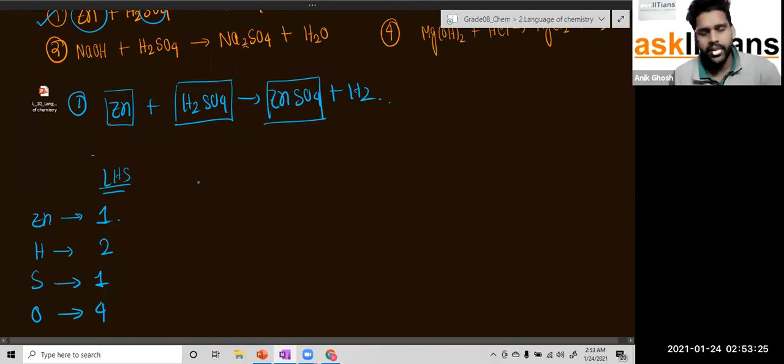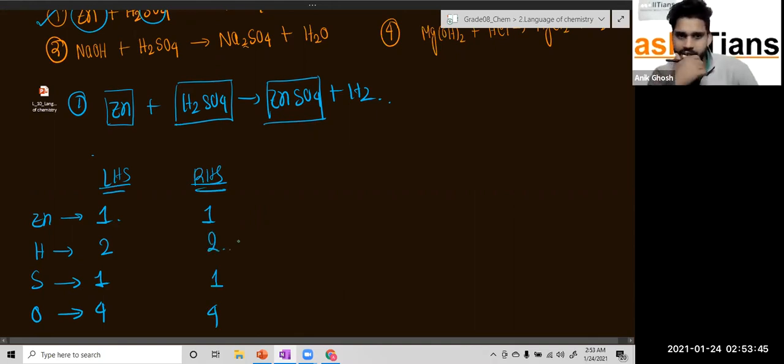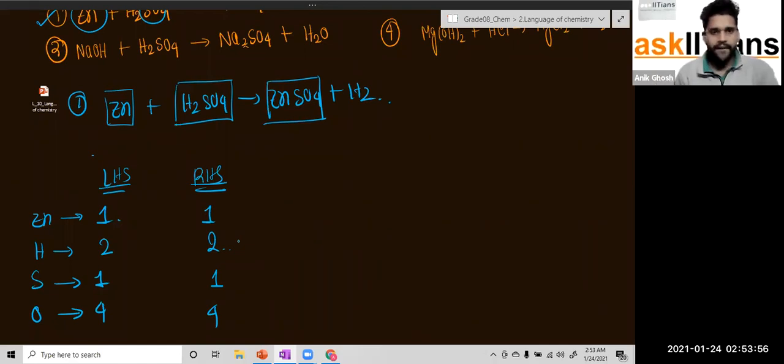Now in the RHS, what is happening there? We have 1 zinc here as well. We have 1 sulfur here as well. We have 4 oxygens here as well. And we have 2 hydrogens here as well. So you can see the reactants and the products have already balanced each other. Okay, fine.